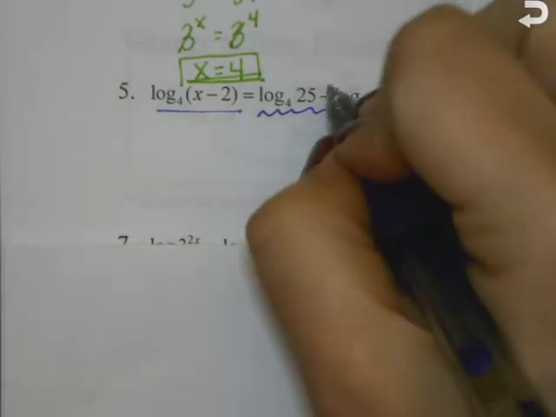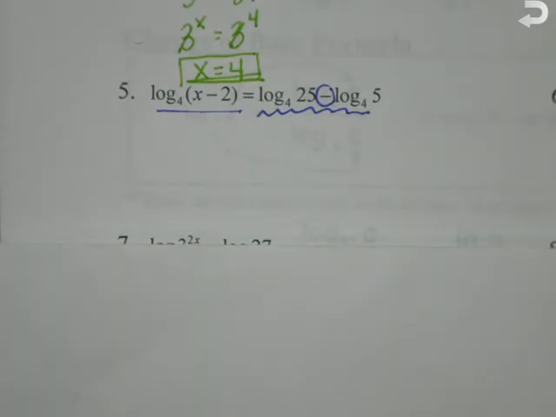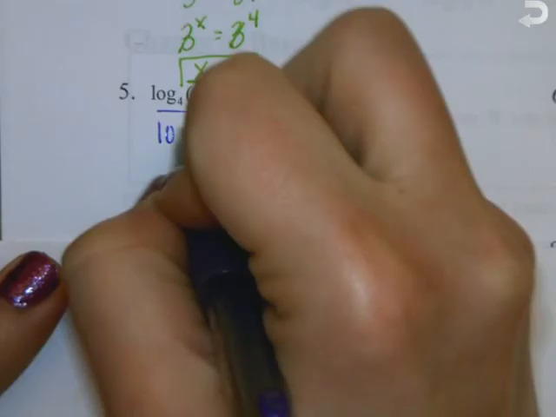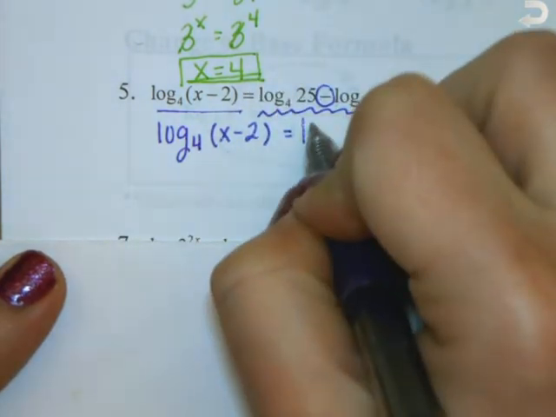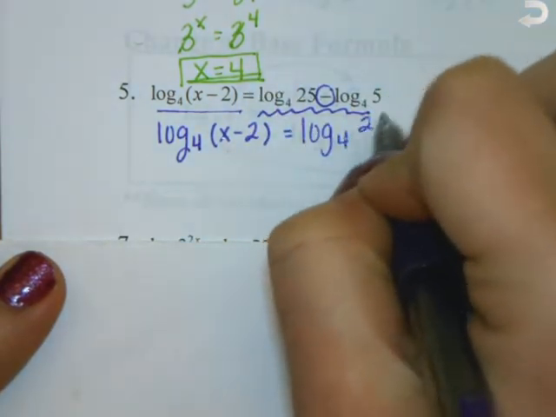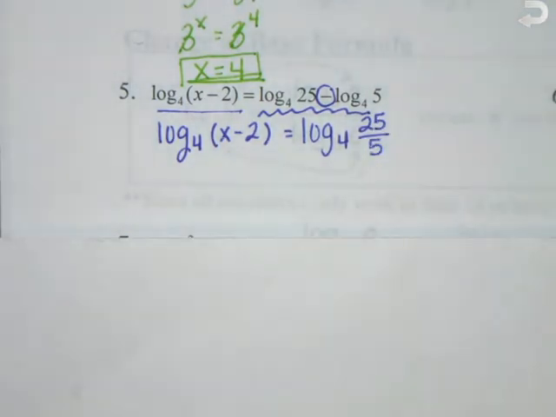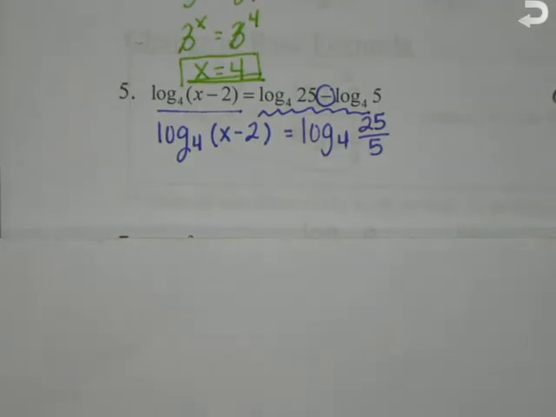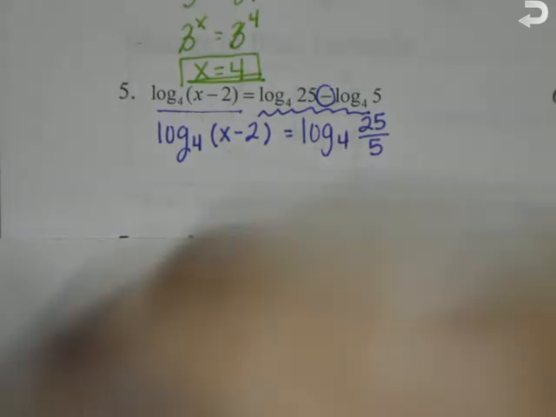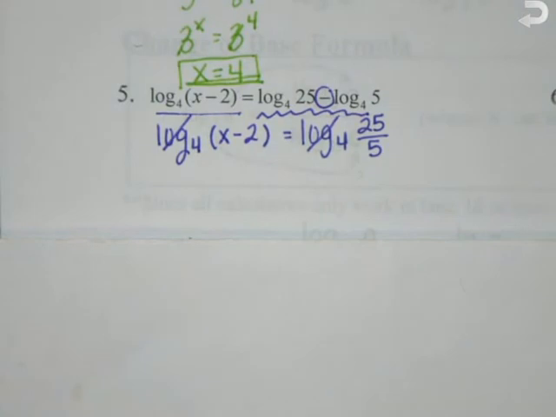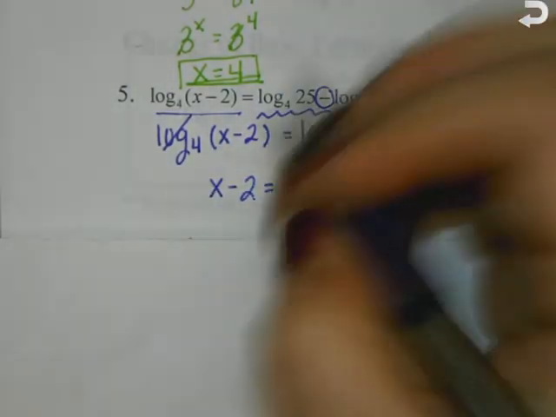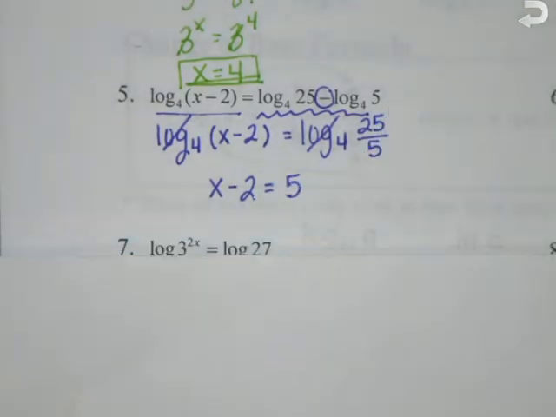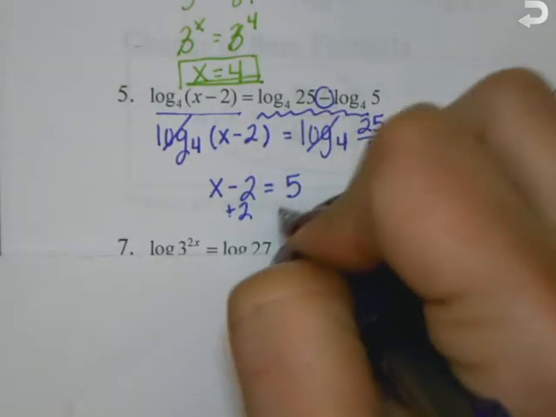If it's subtraction, what are you going to be doing? So this is log base 4 in parentheses x minus 2 equals log base 4, and I do want you to write it as 25 over 5, so that I know that you used the quotient rule. Okay? Okay, so now we can drop the bases, and that's going to be x minus 2 equals 25 divided by 5 gives me 5. And then when we add 2 to both sides, we get x equals 7.